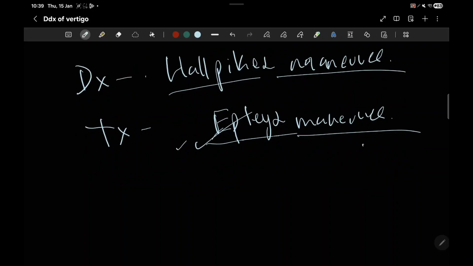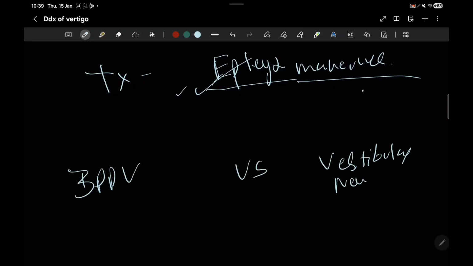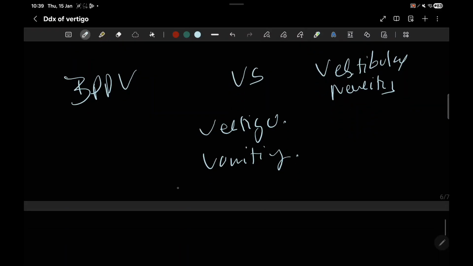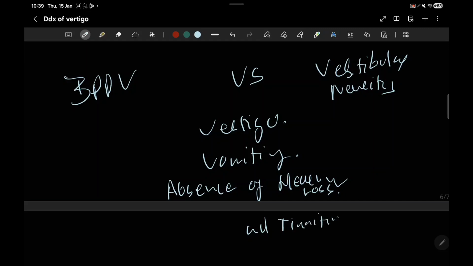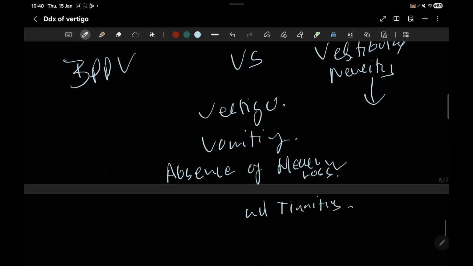And so now we learned about vestibular neuritis. They're both similar, BPPV and vestibular neuritis. How do we differentiate? Both of them have vertigo. Both of them have vomiting and nausea. And both of them have no hearing loss and no tinnitus. Okay, both of them don't have that. So how do we differentiate? In vestibular neuritis, there may or may not be nystagmus.